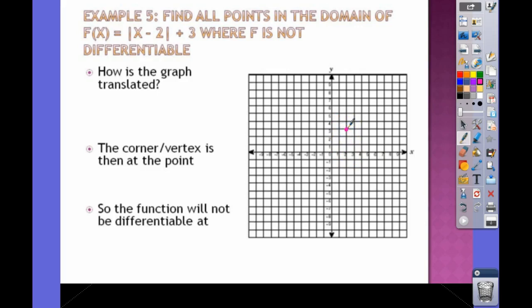What's the slope of this absolute value? So on an absolute value, where would the point of discontinuity be? Yeah, perfect. That would be at 2, 3. So the function will not be differentiable at what x value?